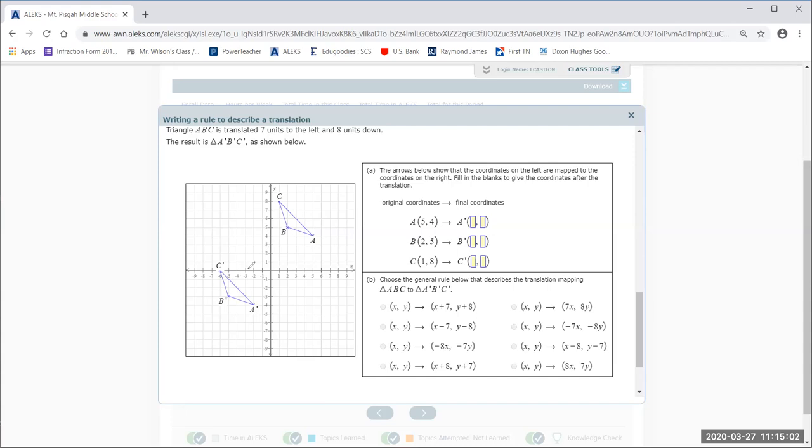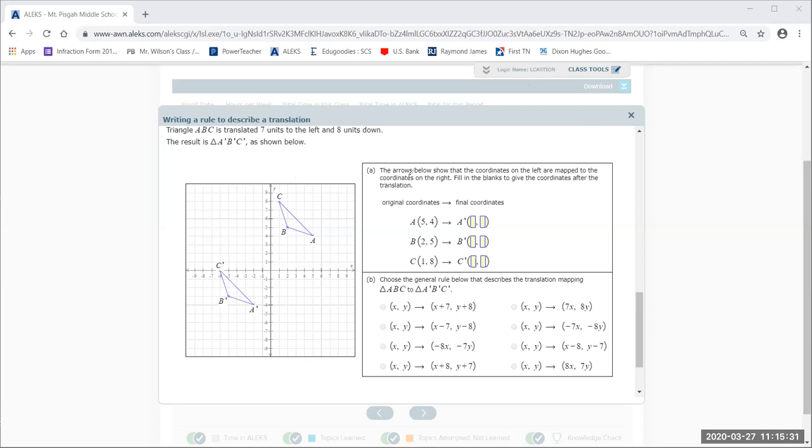It's the very same figure, but it says the figure moves from ABC 7 units to the left. So this moves 7 units this direction, and then it moves 8 units down this direction. I'm not being precise with my arrows, I'm just pointing out the general way we're going to move. We're going to slide that triangle.